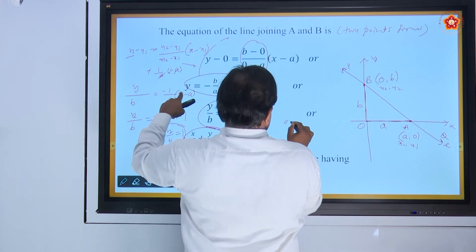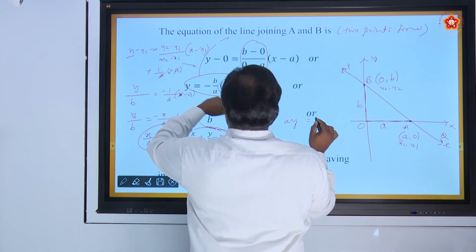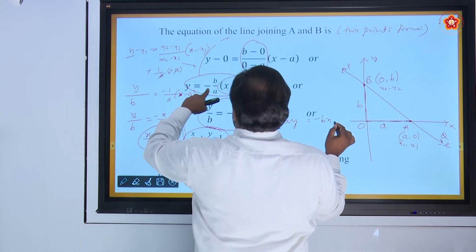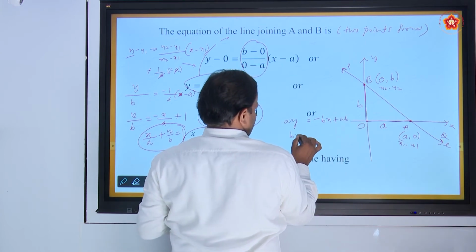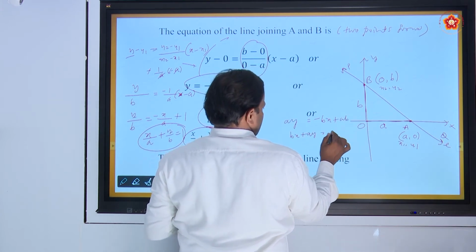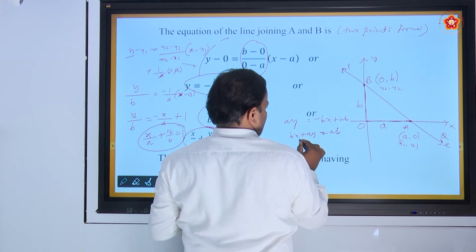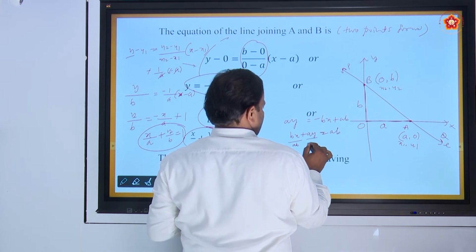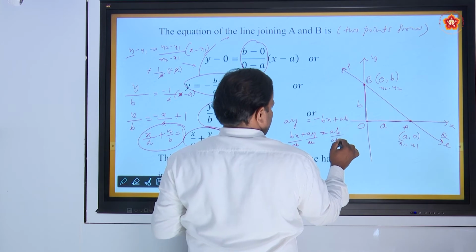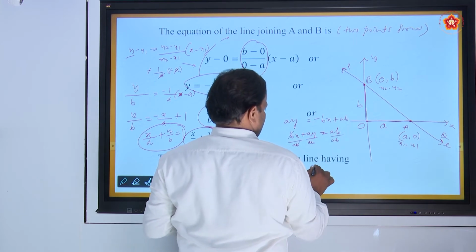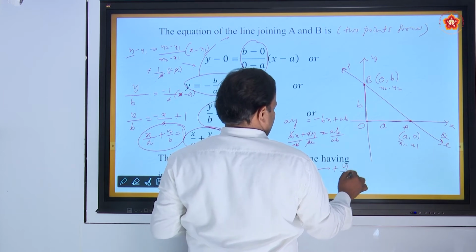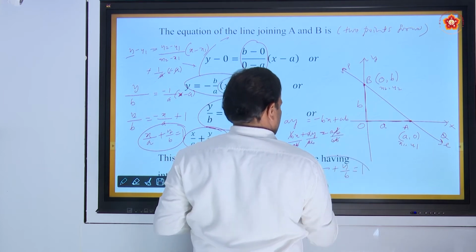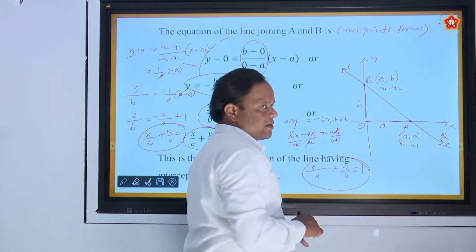A into y is ay, minus b into x is minus bx, minus b into minus a is plus ab. Take bx to this side: bx plus ay is equal to ab. Dividing both sides by ab, what happened here? b cancels, a cancels, and ab cancels on the right, so the answer is 1. So x by a plus y by b equal to 1.